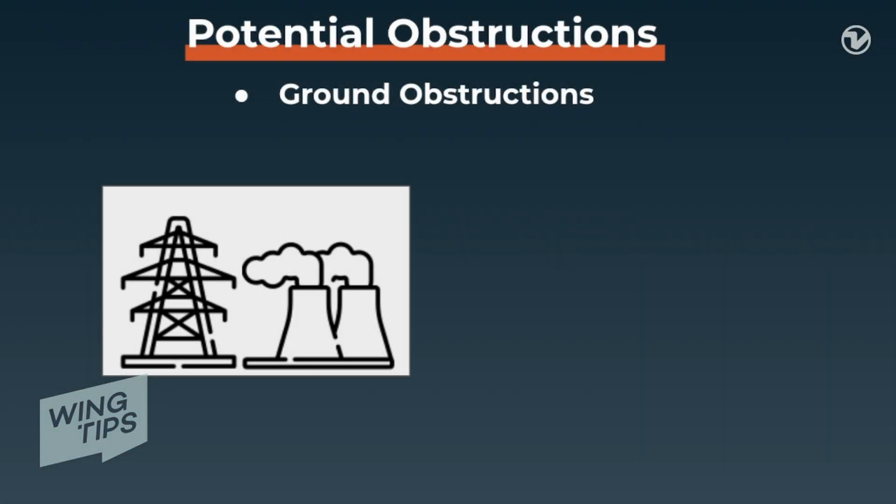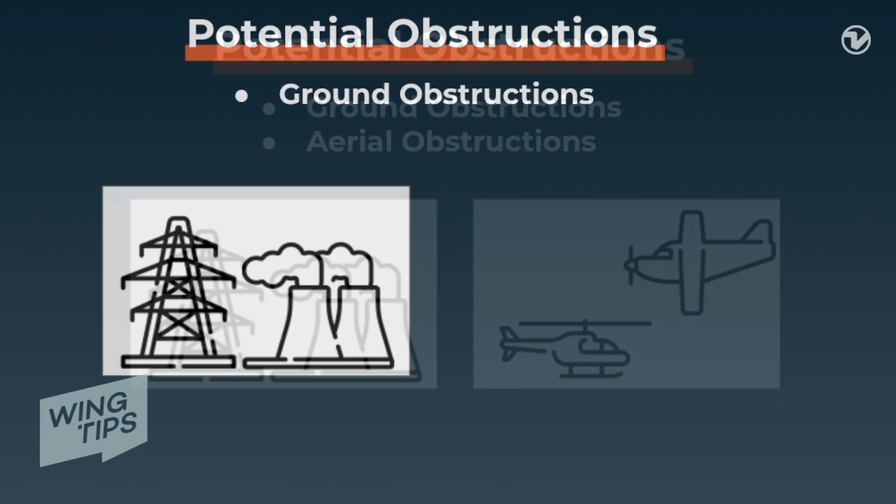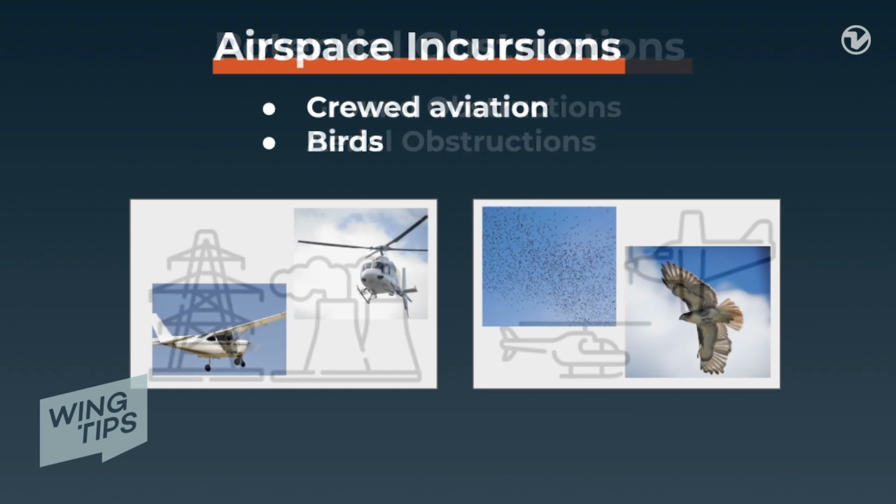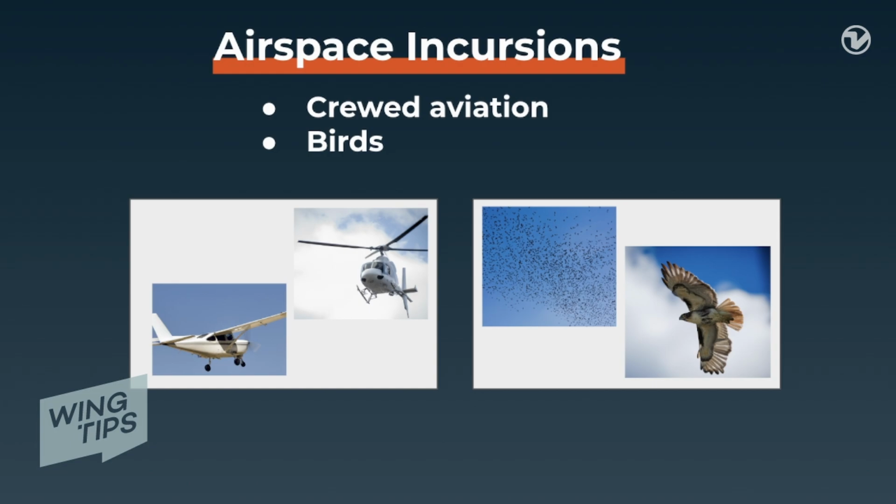Generally, ground-based obstructions should be identified and accounted for before the flight occurs. In-flight aerial obstructions tend to be less predictable and may require pilot intervention with the aircraft. Such potential hazards include crewed aircraft, but also birds of prey or flocks of birds that enter into your operational airspace. Remember, it is the sole responsibility of the drone operator to avoid any airspace incursions.